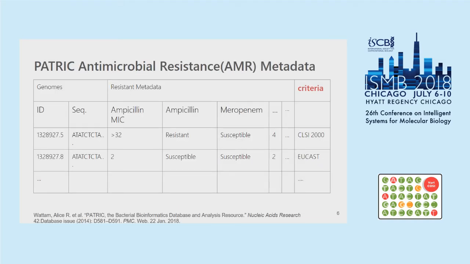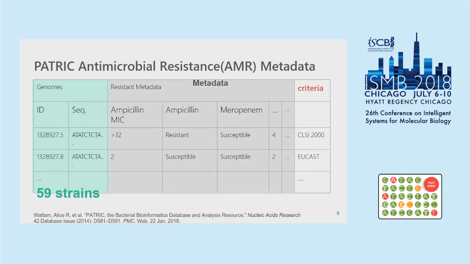So to train our model, we'll need some data. So we downloaded the data from the PATRIC database. And the data is composed of 2 parts. The first part is the genome sequences. And there are 59 strains of E. coli that have resistant metadata.